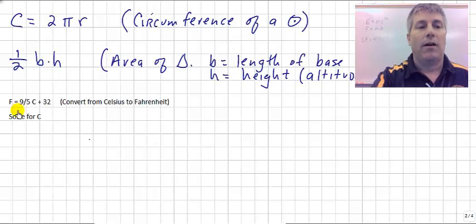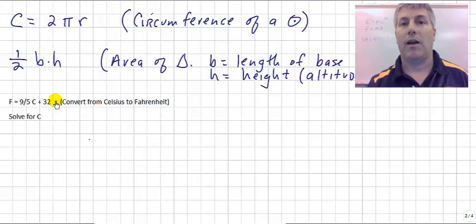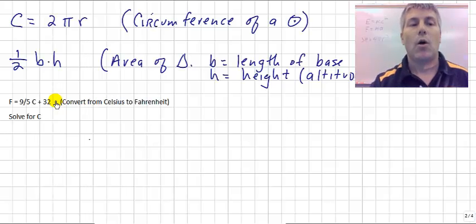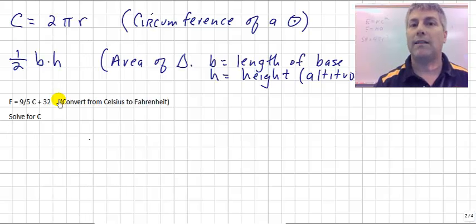Another example is this one. Fahrenheit, the temperature in Fahrenheit equals 9/5 of the Celsius temperature plus 32 degrees. So this is how you could convert a temperature from Celsius to Fahrenheit. Now, an example of the kind of homework problem you'll see tonight, we'll take this formula solving for Fahrenheit. Fahrenheit is 9/5 C plus 32, and we're going to ask you to rewrite that and solve for C.